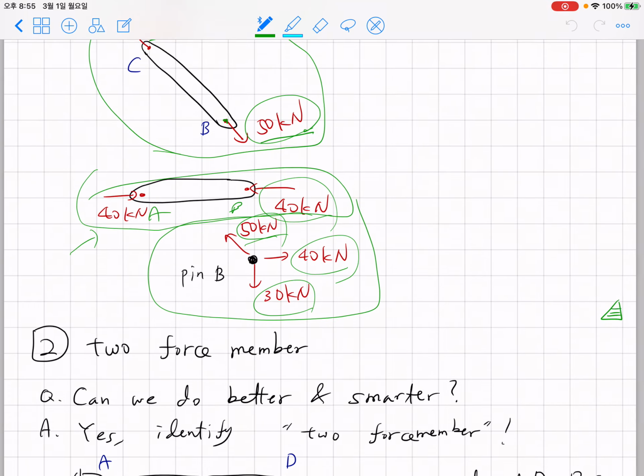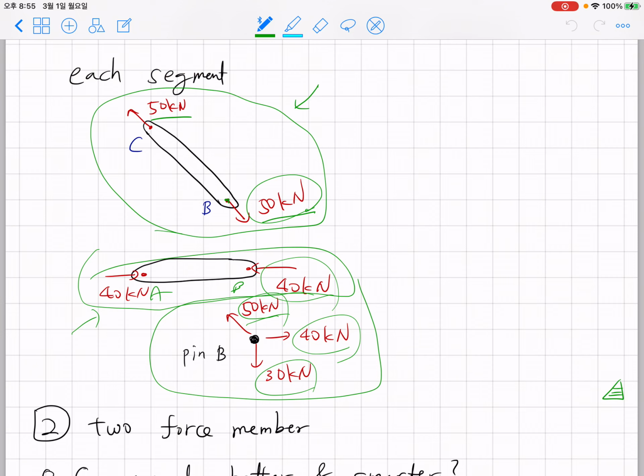With that, I can give you a very brief review of freshman physics or statics. Let me finish the first part of the lecture here, and in the second part of the lecture, let me give you a little bit smarter idea to solve the same problem.